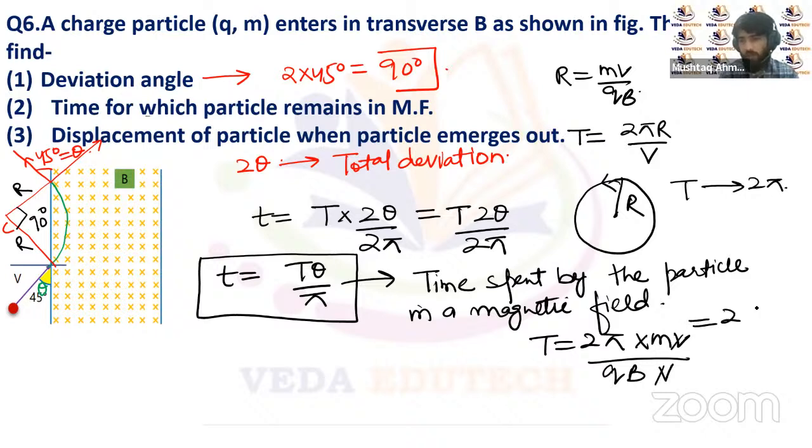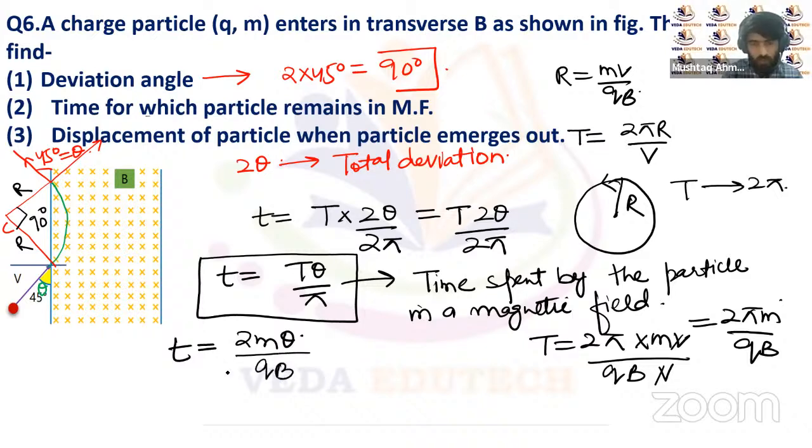So the time period of this particle is 2 pi m upon qB. This is the time period in a circular path. It means the time spent by the particle will be, pi and pi will get cancelled, twice m into theta upon qB. So this will be the total time spent by the particle in a magnetic field. And if it enters at an angle of theta in the magnetic field, 2 m theta upon qB will be the time spent by this particle in a magnetic field, right?